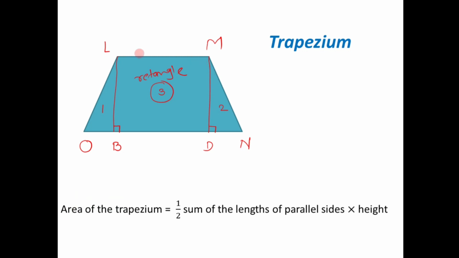Now specifically if we consider this diagram, here the parallel sides are LM and ON. So we can write here 1/2 into the sum of the lengths of parallel sides, that is LM plus ON, into height. We can take either LB or MD as its height, so into LB, or we can write MD also. So this is how we can find the area of any trapezium by using this formula.